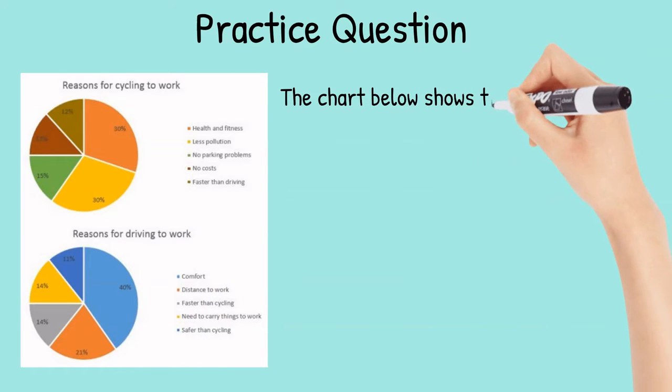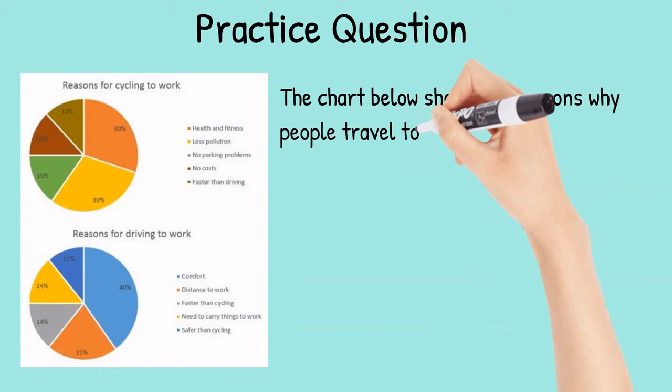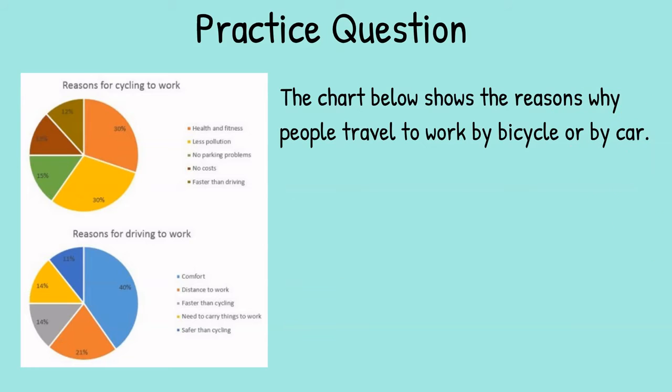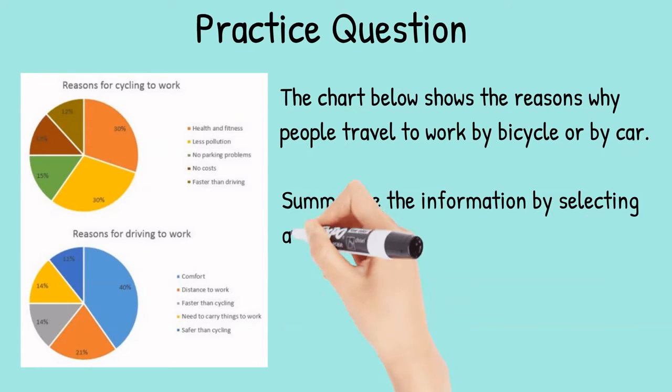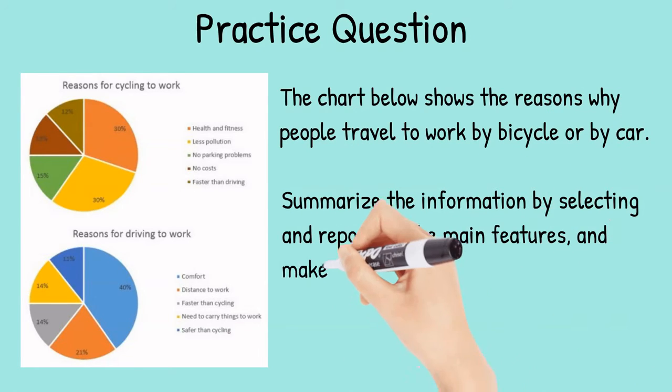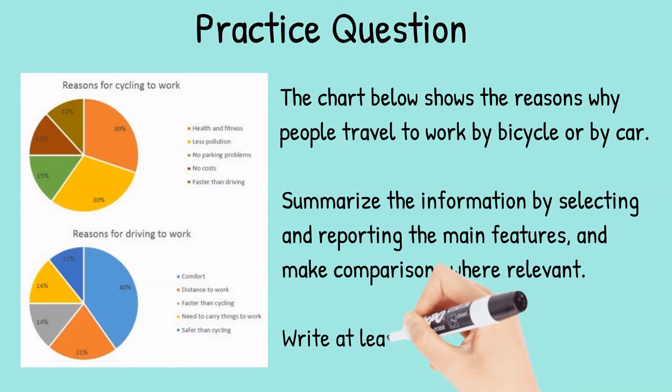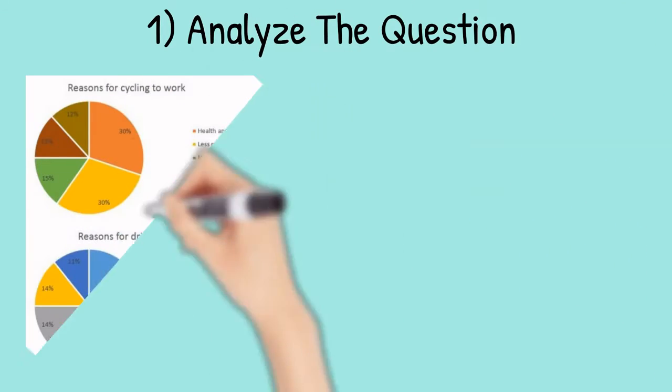The chart below shows the reasons why people travel to work by bicycle or by car. Summarize the information by selecting and reporting the main features and make comparisons where relevant. Write at least 150 words. Now let's understand the first step, that is analyze the question.